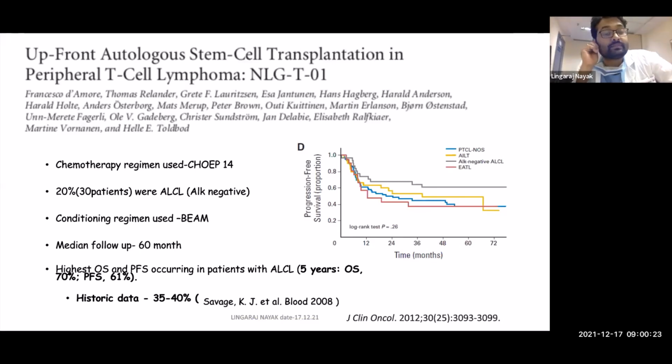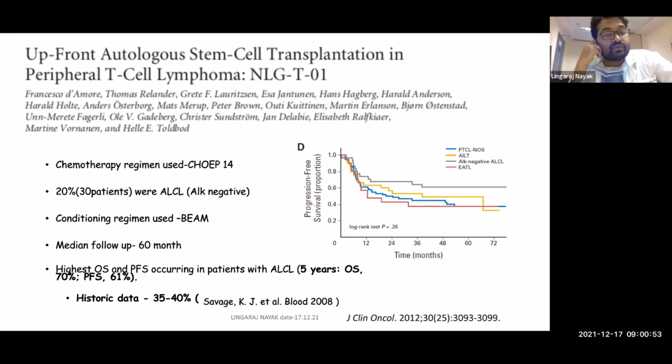Okay, so now what is the role of upfront autologous stem cell transplant in PTCLs and specifically in ALCLs? This is a Nordic group study. It's again a prospective study where they have used CHOEP-14 as a chemotherapy backbone. They have taken patients of ALK negative ALCL, PTCL NOS, AITL, and EATL. Remember, there is no ALK positive here. For ALK positive ALCL, as I discussed, the outcomes are anyway around 70%, so that group was not included here, and this was studied only in these 4 groups.